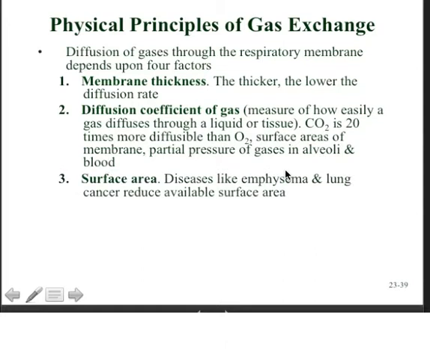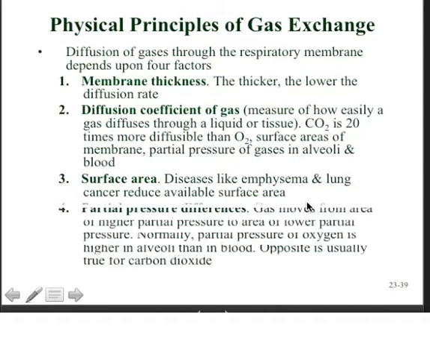Surface area, also very important. The more surface area you've got, the more diffusion you're going to have. This is why emphysema and cystic fibrosis and lung cancer reduce surface area and impede gas exchange. And then differences in partial pressure. Remember that gas is always going to move from an area of high to low pressure. Normally, partial pressures of oxygen are higher in the alveoli than in the blood, and the opposite is true for carbon dioxide, and that's going to govern simply the direction of movement.